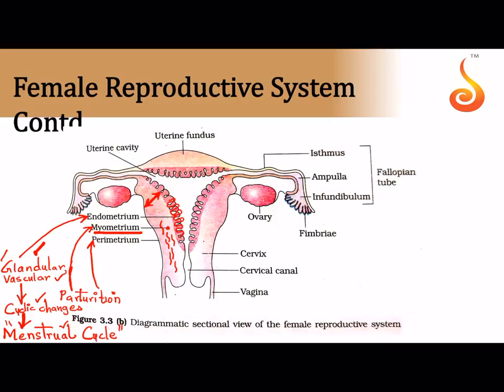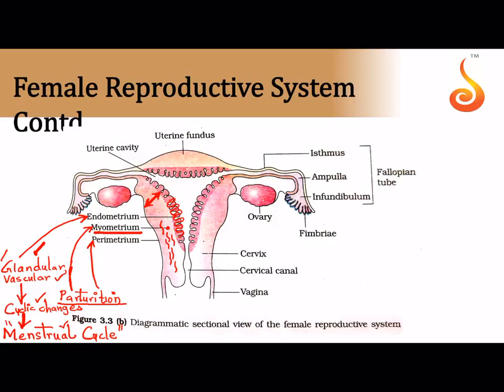Involuntary means they are not under the control of your will, isn't it? You cannot control them. So these smooth muscles are found in the middle layer called the myometrium, and this myometrium is the one that is involved in parturition. It undergoes vigorous contractions and relaxations, enabling the process of childbirth. Please remember, parturition is the technical term for childbirth.